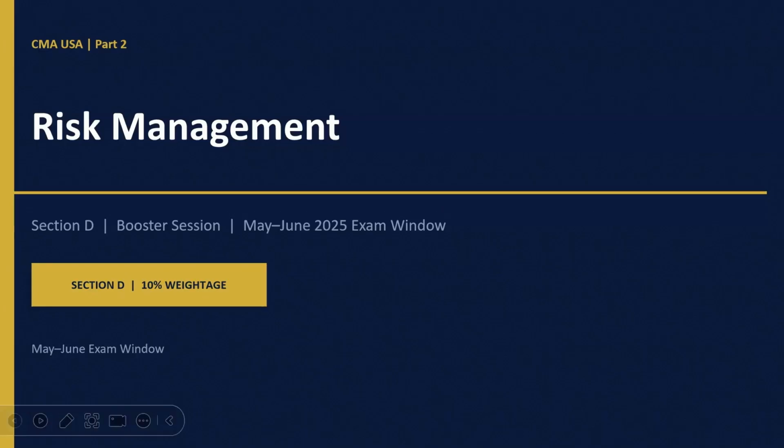So we will start the discussion now. What is risk? Risk is a probability that negative events might ruin us from achieving our objectives. That is the risk factor in an organization.